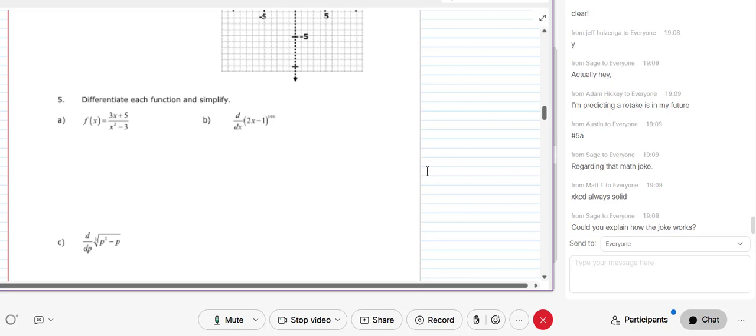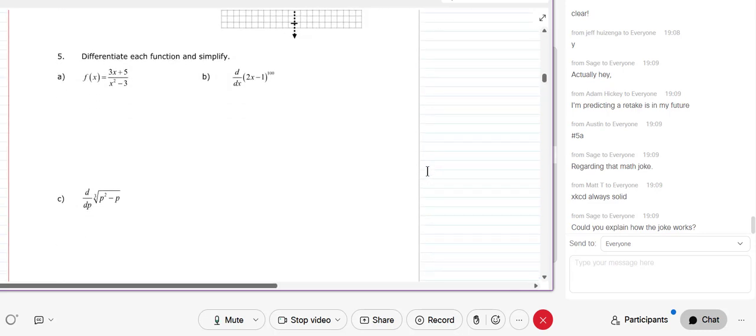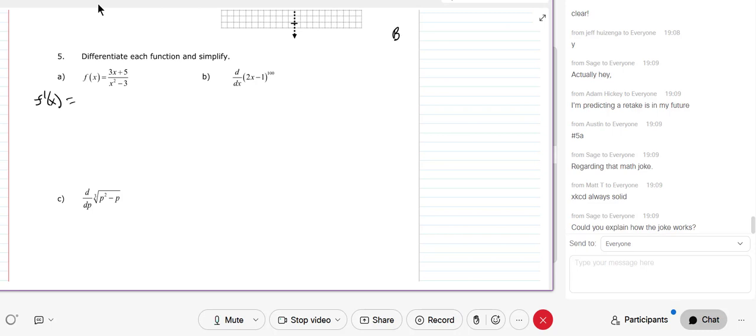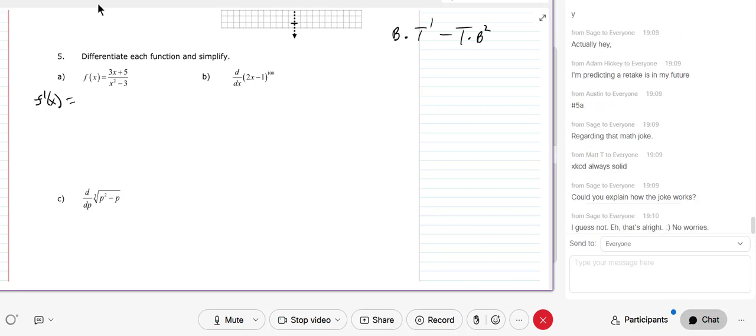Okay, so 5A is a quotient rule, and we'll need to make sure that you know the quotient rule then. When we do the quotient rule, that's the one where we're doing the bottom times derivative of top minus top times derivative of bottom all over the bottom squared.